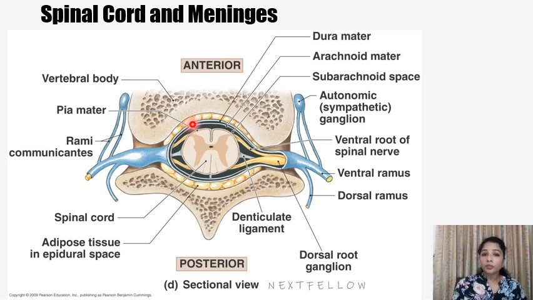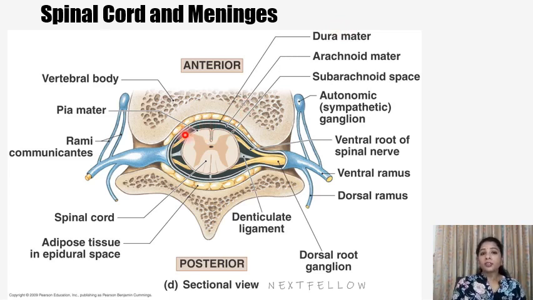Then about the subdural space. The subdural space is the space between the dura mater and the arachnoid mater. We can see this black colored gap is the subdural space between the dura mater and the arachnoid mater. This subdural space ends at the level of the lower border of S2. So that was about the dura mater.